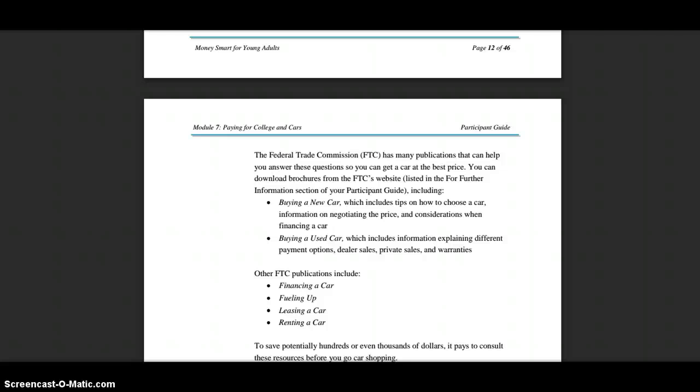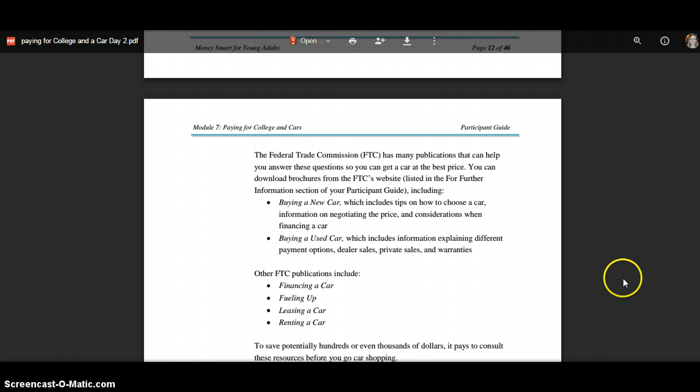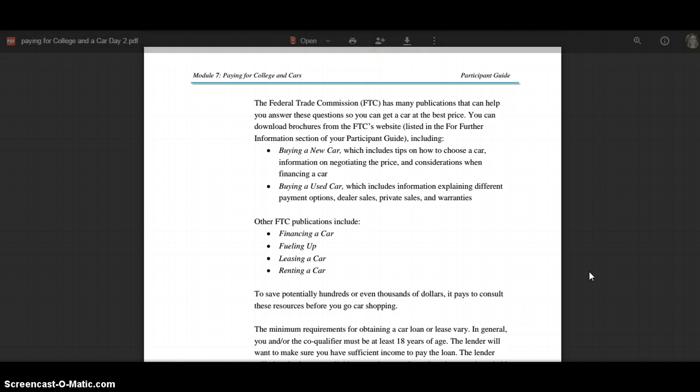participant guide, including Buying a New Car, which includes tips on how to choose a car, information on negotiating price and considerations when financing a car, Buying a Used Car, which includes information explaining different payment options, dealer sales, private sales and warranties. Other FTC publications include Financing a Car, Fueling Up, Leasing a Car, and Renting a Car. To save potentially hundreds or even thousands of dollars, it pays to consult these resources before you go car shopping.